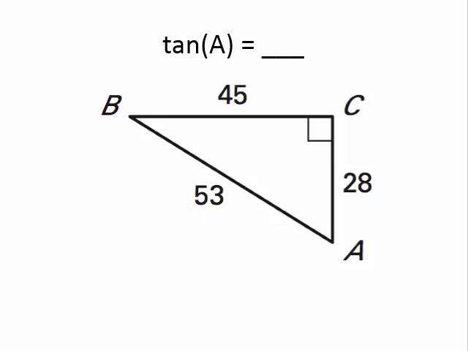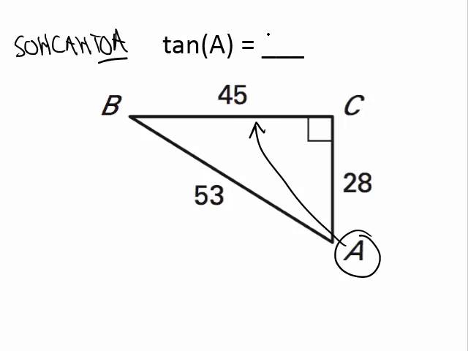And tangent of A. Go ahead and find tangent of A. Tangent, if you remember, is the TOA portion. So tangent is equal to the opposite. The O stands for opposite over the A stands for adjacent. So we find angle A. We go to the opposite side, which is 45, over the adjacent side, which is 28. Got a couple more for you to try.